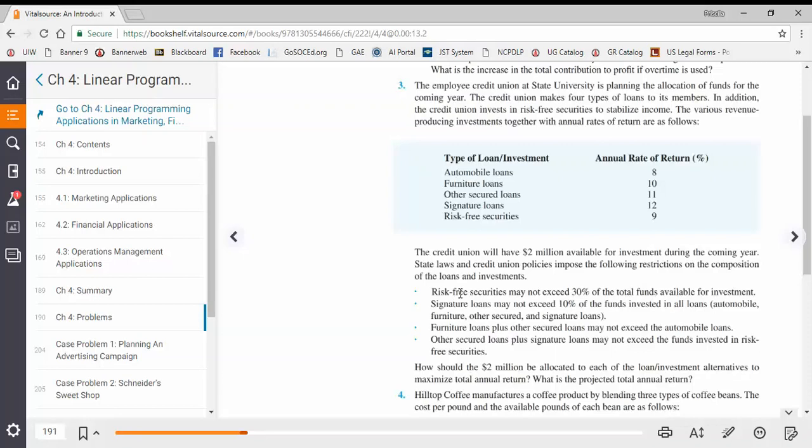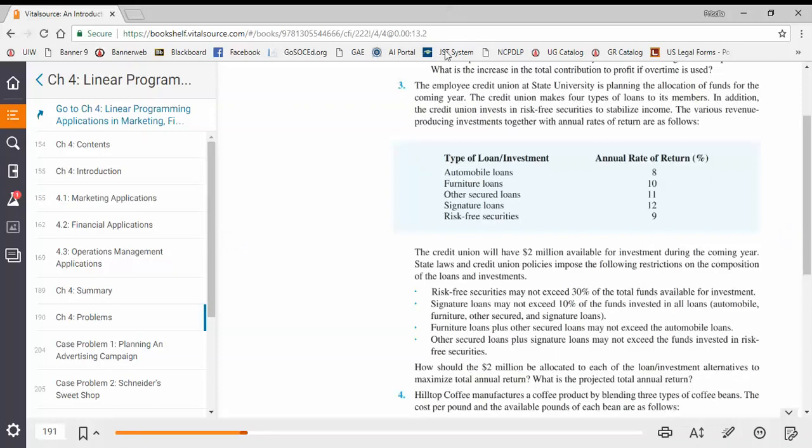Right here on the second one, it says the signature loans may not exceed 10% of all funds investing in all loans. Therefore, they have invested 10% on the automobile, furniture, other security, and signature loans. However, the signature loans may not exceed the 10%. So you're going to do the 100% minus the 10%. So you're going to have 90% for signature loans minus everything else, 10% for the others. And then that's how the numbers are showing on your template. You just have to go ahead and put everything in solver.